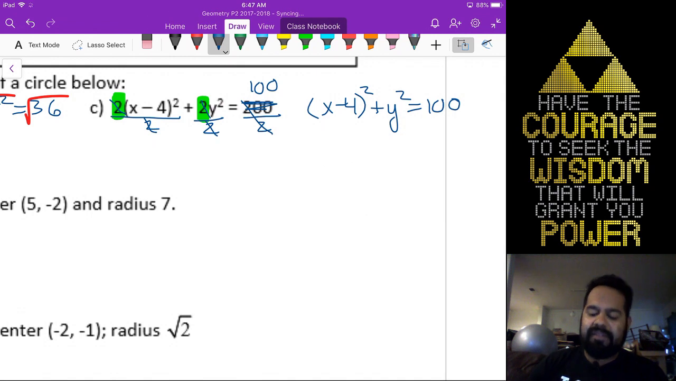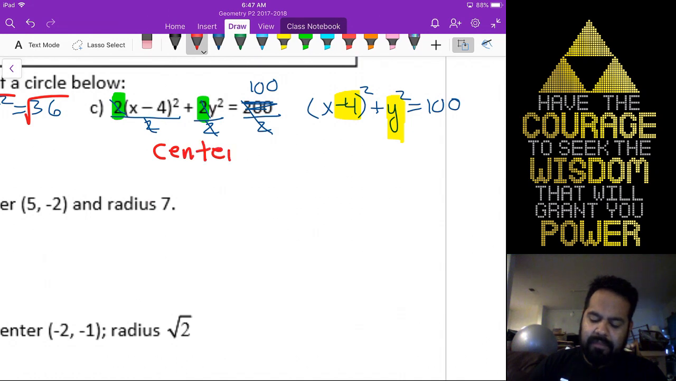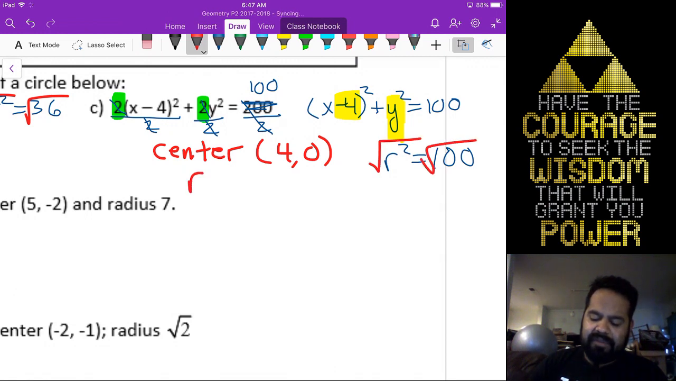Perfect. So again, looking inside the parentheses and looking at the fact that there is no parentheses, that means there's no k value, so your k value is 0. So your center is going to be at (4, 0). Your radius, r squared, equals 100. So r equals 10.